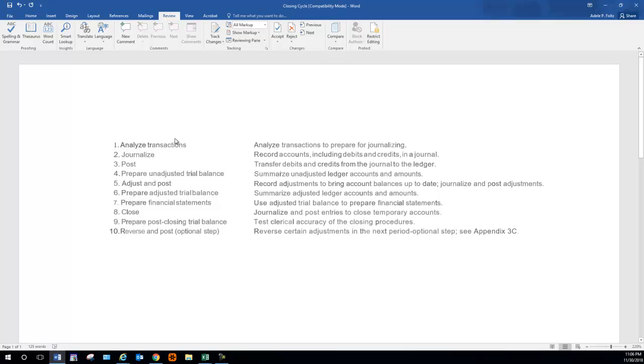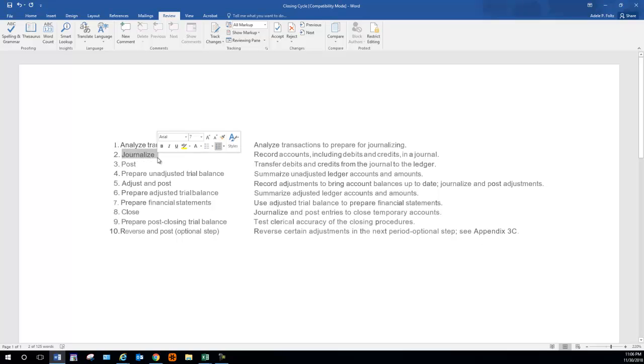So just to refresh for you that you already know most of this and have done most of this in your comprehensive problem, the first step is to analyze transactions. This is where you take a look at a transaction, figure out what happened, and determine what you need to do with it so that you can journalize it. For example, when we said owner invested cash of $20,000 in the business in exchange for common stock, that is a transaction. You analyze it, and from there, you prepare a journal entry.